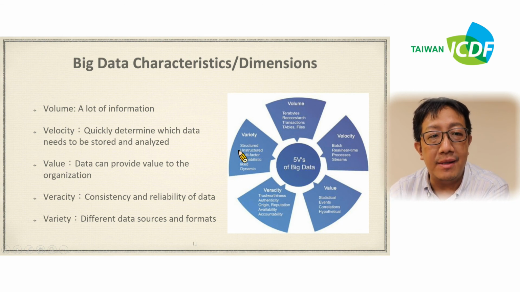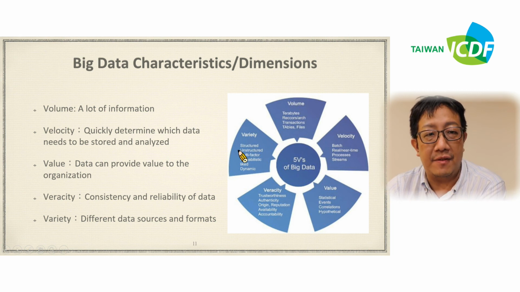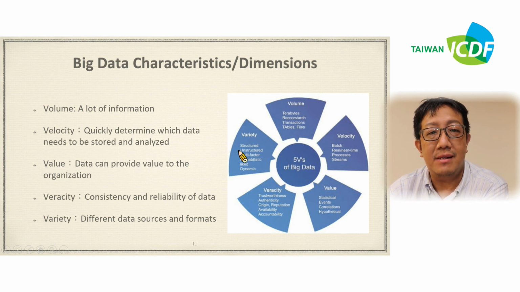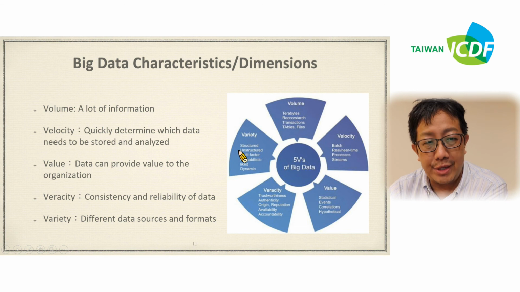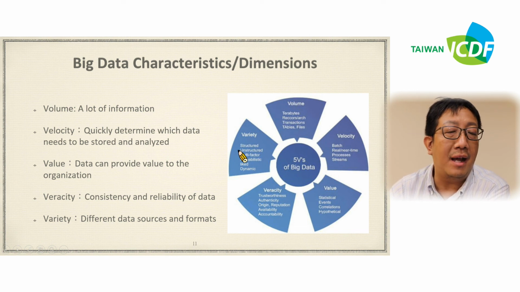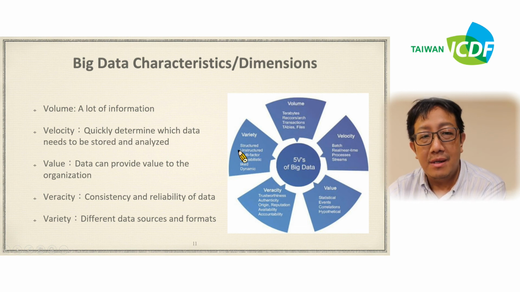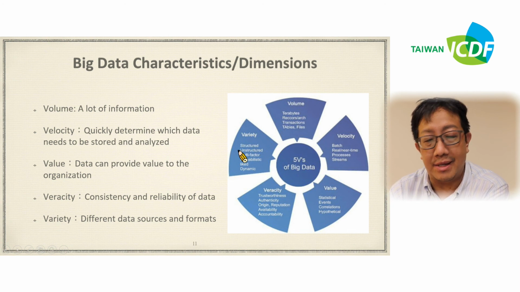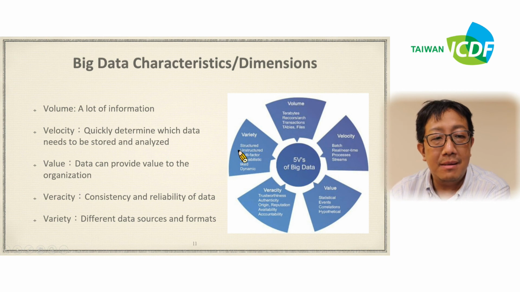The very first one, the volume. That means a lot of information. Velocity, quickly determining which data needs to be stored and analyzed. And the value, data can provide value to the organization. And the veracity, the consistency and the reliability of the data. And the variety, different data sources and formats.